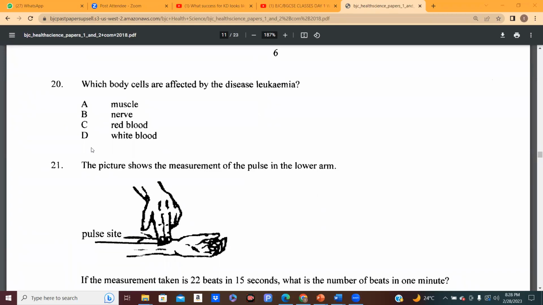Serenity, where's Serenity? Yes, sir. I know you didn't get a chance to go. For number 20, which body cells are affected by leukemia? Is it the muscle, the nerve, the red, or the white? Is it B? No. Is it C? No, not C. D. Yes, it's the white blood cells. The white blood cells are affected by leukemia.